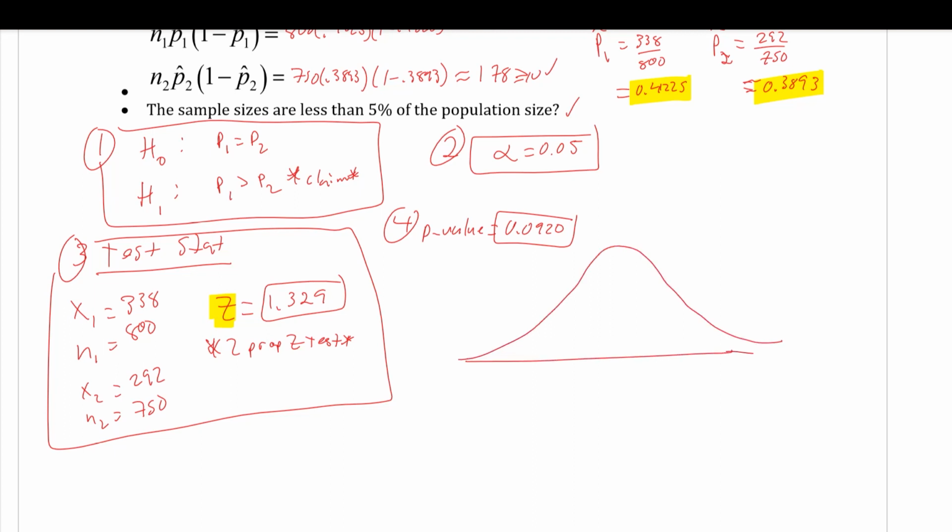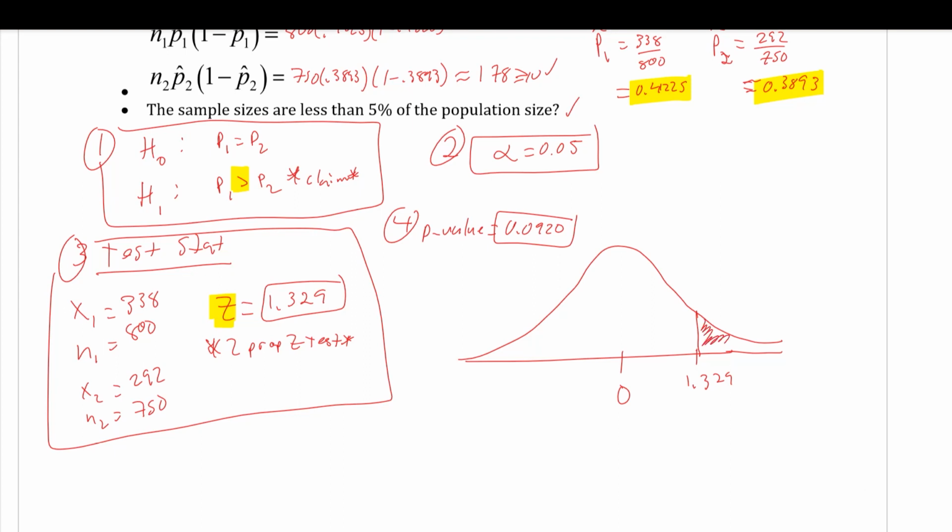We have a bell shape curve, symmetrical, equal to 0 at the center. Let's go ahead and label our test stat. It's a positive value, so it's way out here, 1.329. And what kind of tail test is this? Well, it's a right tail test because it literally points to the direction that we're going to shade.